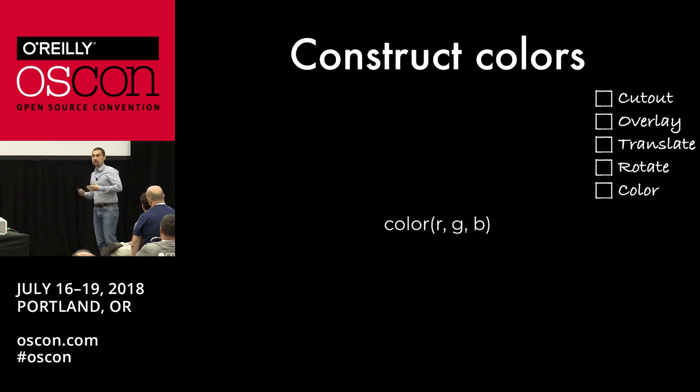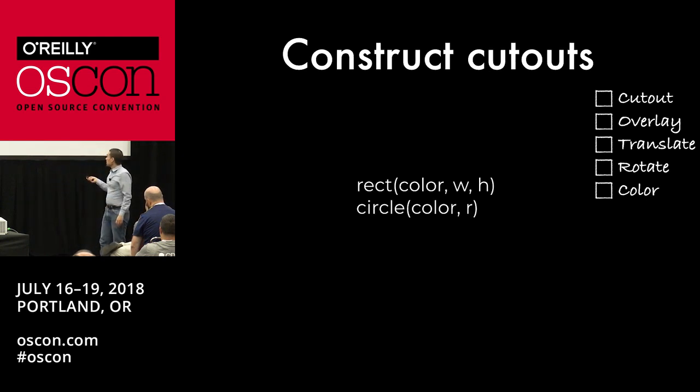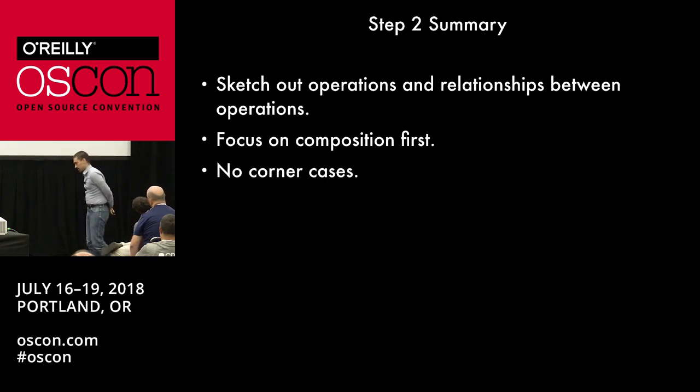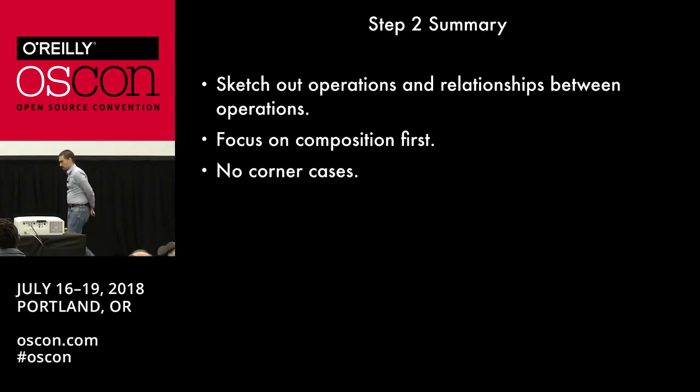OK, now we need to construct a color. We didn't even get this far before. So it's just a function. You give it an R, G, and a B, and it's going to give you a representation of a color. And the constructor will take that color and then some parameters for the shape. And now we also need an operation to draw it. So it takes a cutout and it draws it. OK, so we're done with step 2.